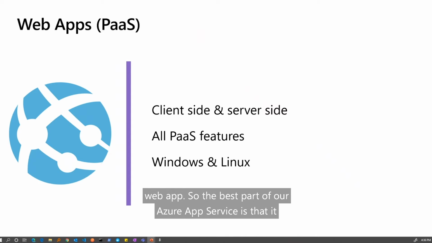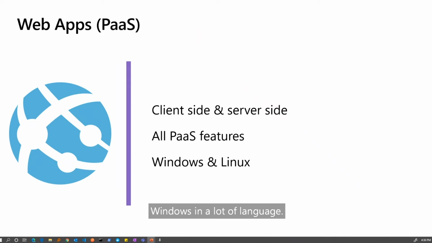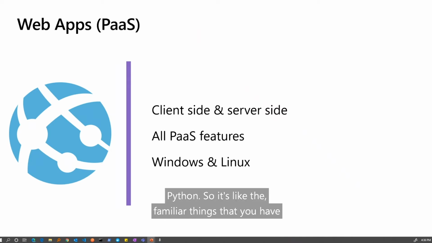The best part about Azure App Service is that it includes a lot of features from the Azure platform, like scaling, backup, DR, and much more. It supports both Linux and Windows and a lot of languages, like .NET, Java, and Python. So it's like the familiar things that you have been doing on premises with the application server as well as the client side serving the static content. So this is the second option for deploying your app to Azure.